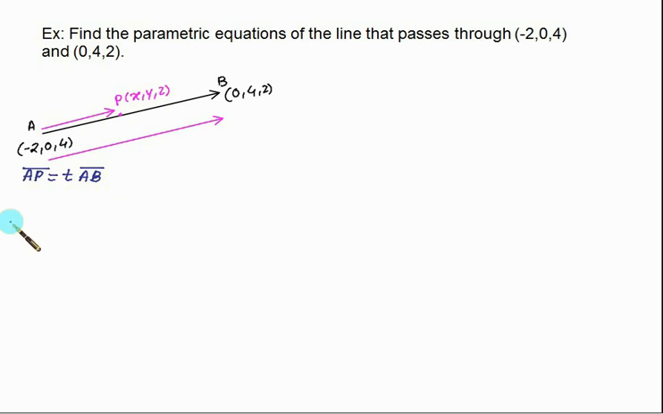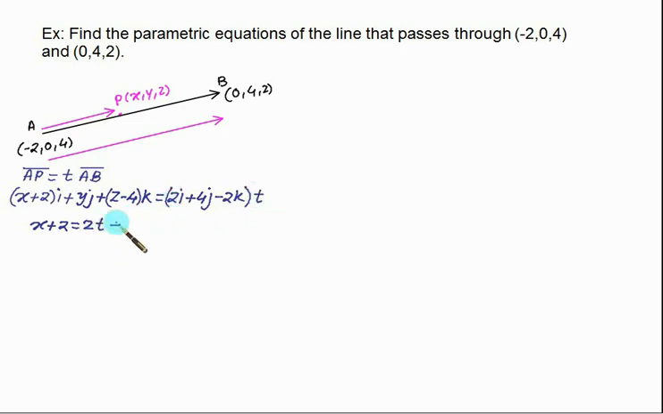So AP bar will be equal to the coordinate of P minus the coordinate of A: x plus 2 i, plus y minus 0, that is y j, plus z minus 4 times k. Now we have t times AB bar, which is the coordinate of B minus the coordinate of A: 2i plus 4j minus 2k, multiplied by t. I forgot to write t here, so this is multiplied by t.